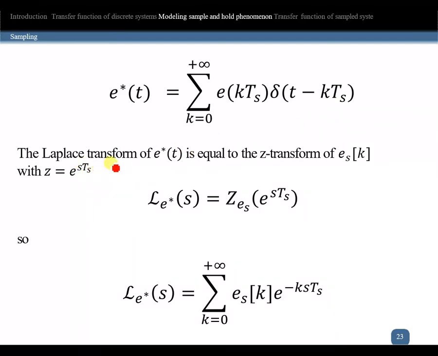I want to prove that the Laplace transform of e star of t is equal to the Z transform of e_s with z equal to e^(sTs). That means in the Z transform of e, we replace z by e^(sTs). So the Laplace of e star of s is equal to the Z transform of e when we substitute z by e^(sTs). The Laplace of e star of s will be the sum for k from 0 to infinity of e sample k times e^(minus k s Ts). This is the definition of the Laplace transform in discrete time.